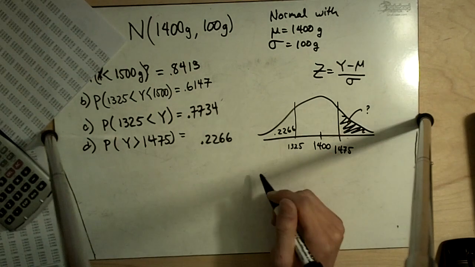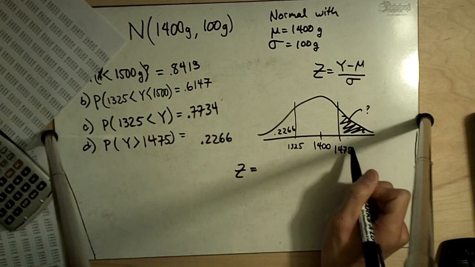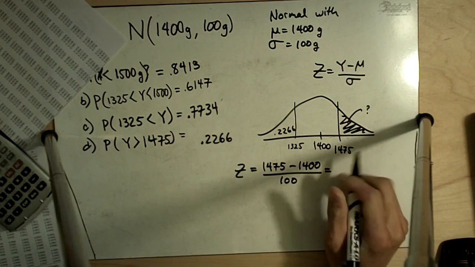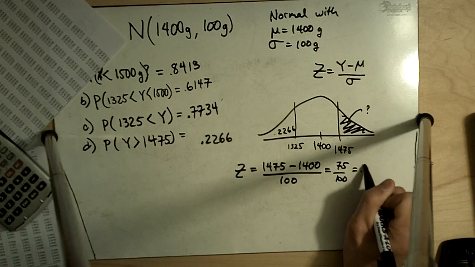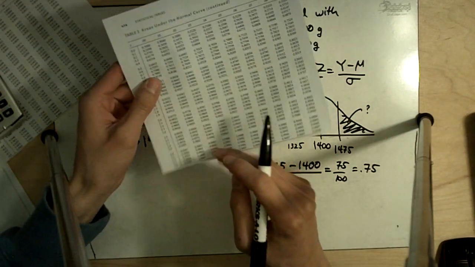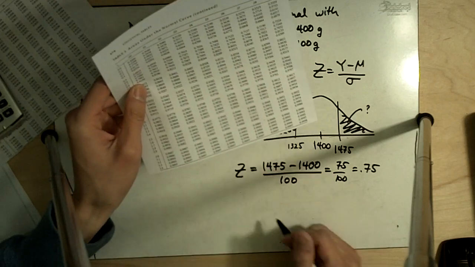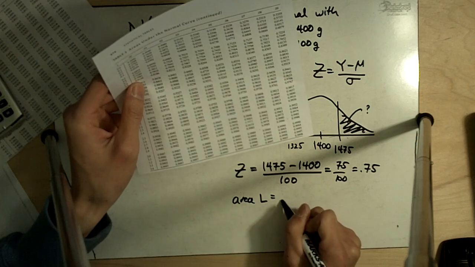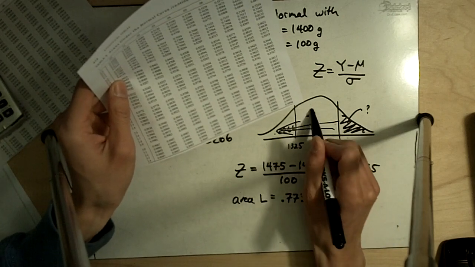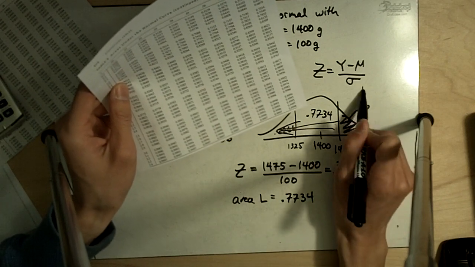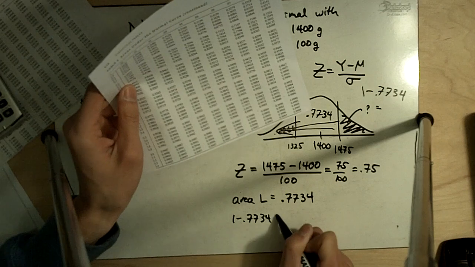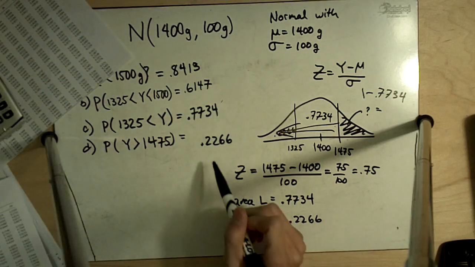I can already see that this is 0.75 standard deviations above, which means the area in the tails will be exactly the same. But we can go ahead and verify this. We say z, we're interested in 1475. 1475 minus 1400 divided by 100 is 75 over 100, equal to 0.75. If I look up the area to the left of positive 0.75, it is 0.7734, which means everything over here is 0.7734. So the area over here is 1 minus 0.7734, and that is equal to 0.2266.